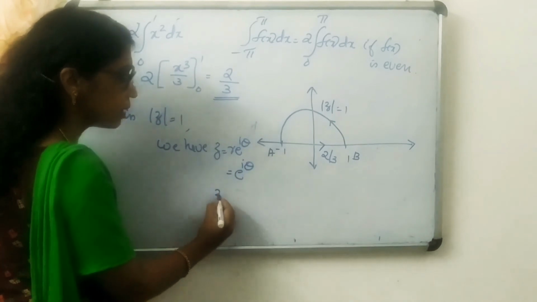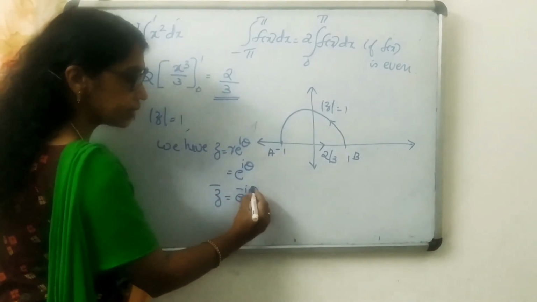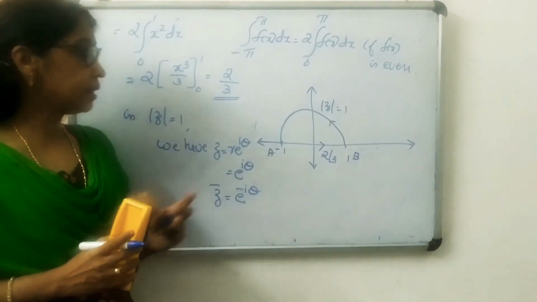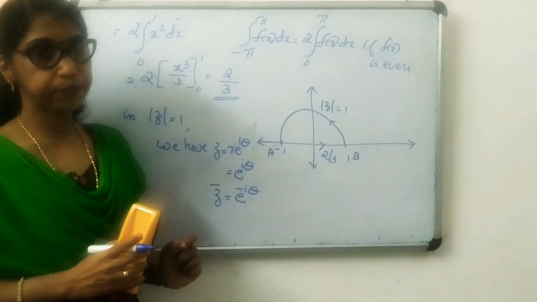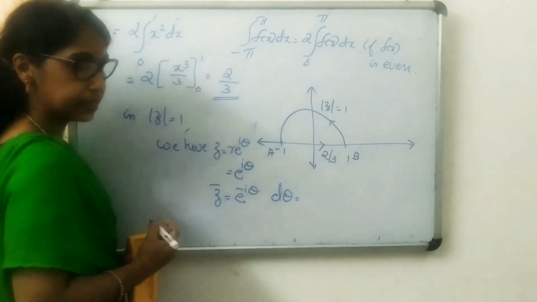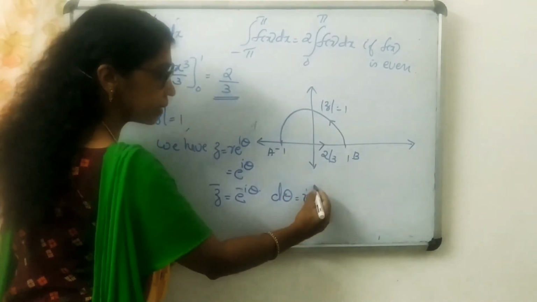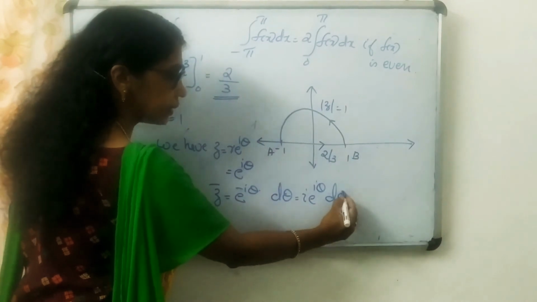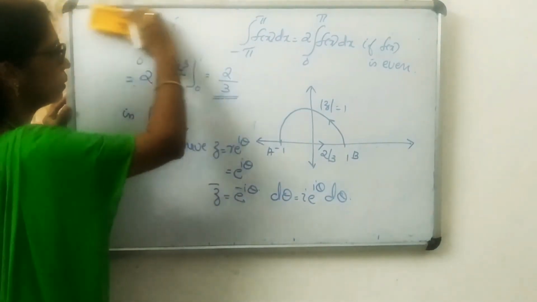Also, what is z bar? Z bar is equal to e raised to minus I theta, because the conjugate of z is z bar. Now what is dz? We have to find out dz also. dz is the derivative of e raised to I theta, that is I e raised to I theta d theta. Now I am going to find out the integral.